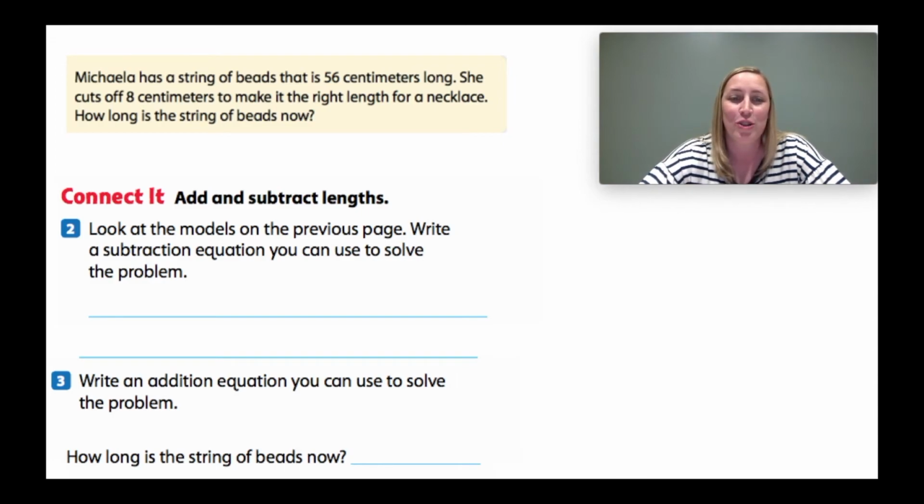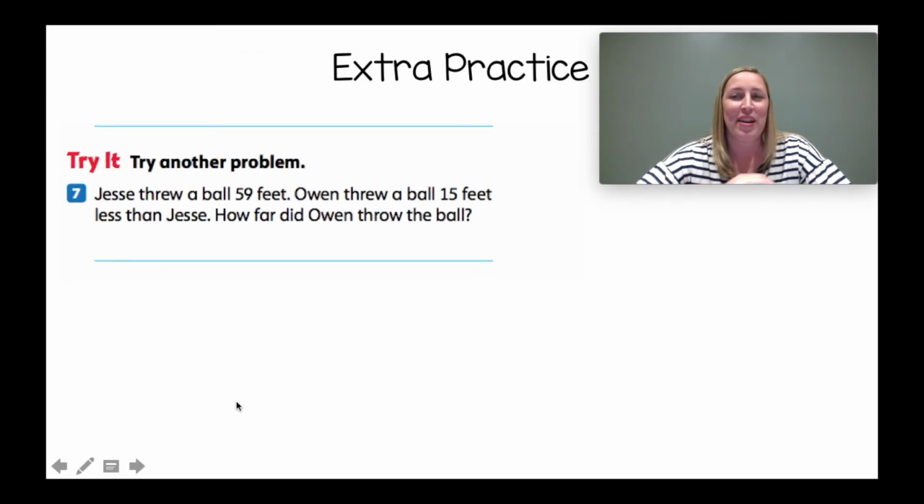Great. Now I want you to pause it again and actually solve either this subtraction or this addition sentence and solve the problem to figure out how long the string of beads is now. Alrighty, if you put 48 centimeters, you are correct. Great job. Alright, so we're going to do another problem.